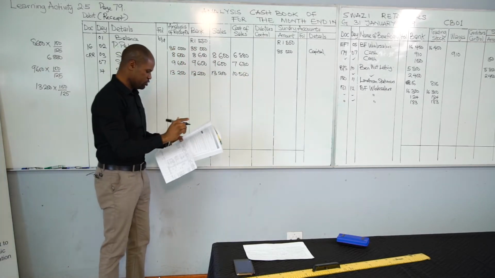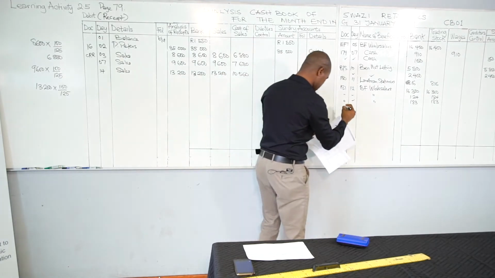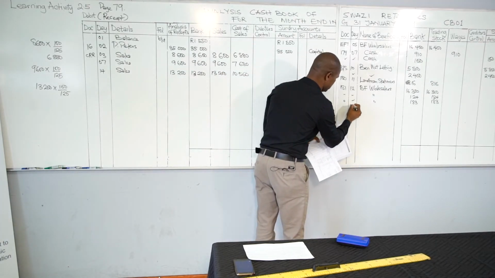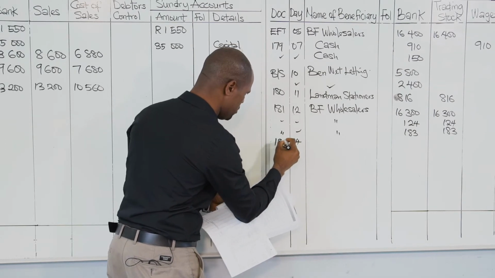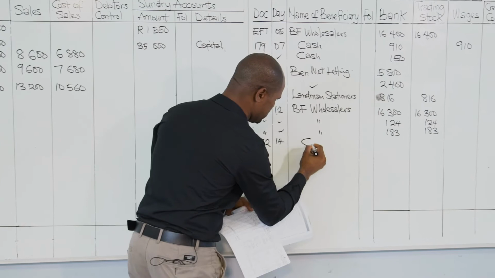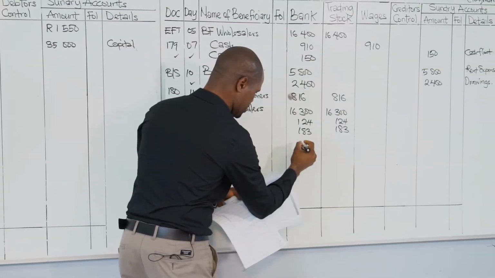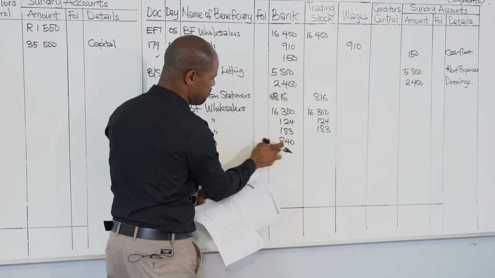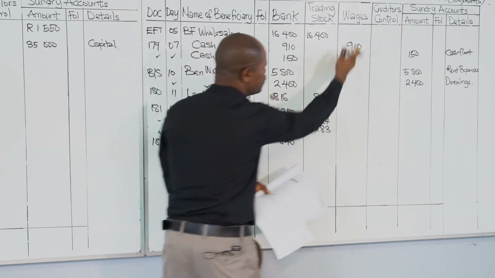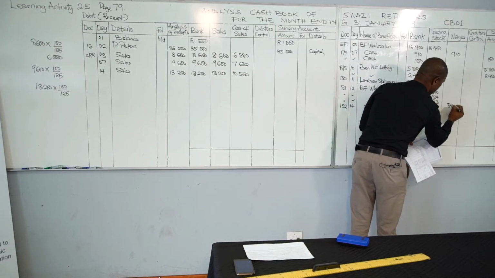The other transaction is a check that was issued for payment of wages on the same date, which is going to be on the 14th. The check is 182, and here you write cash. Then you put the amount, which is 840, and because this amount is meant for wages, it goes into the wages column, 840.